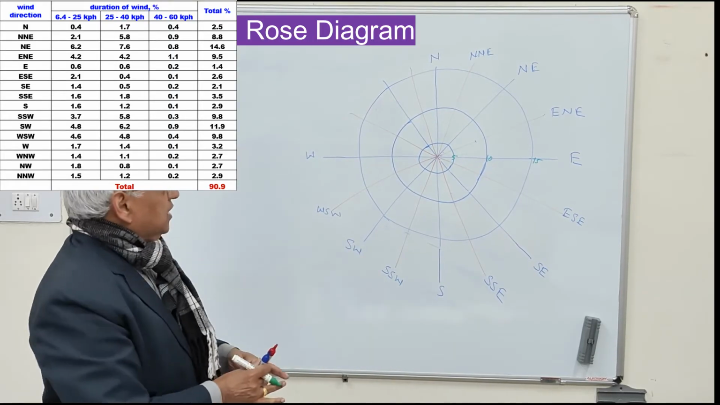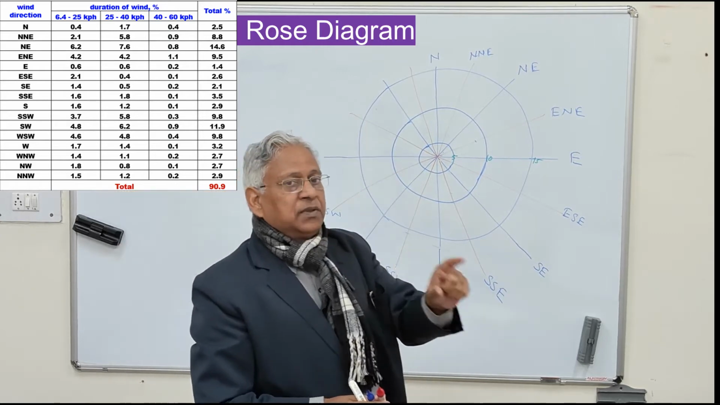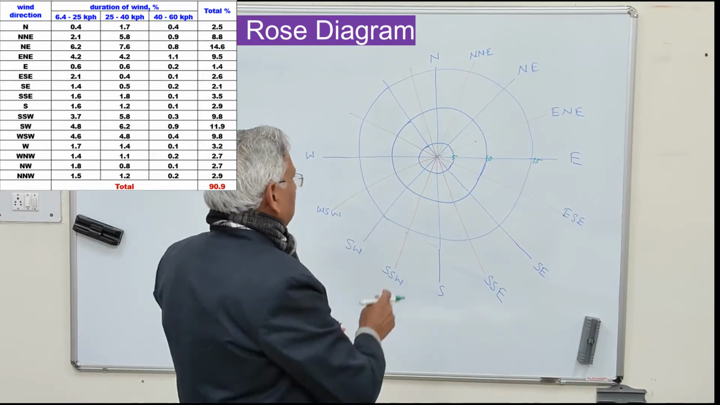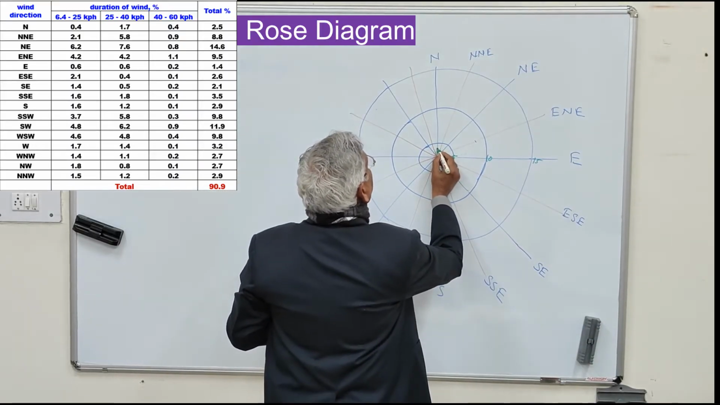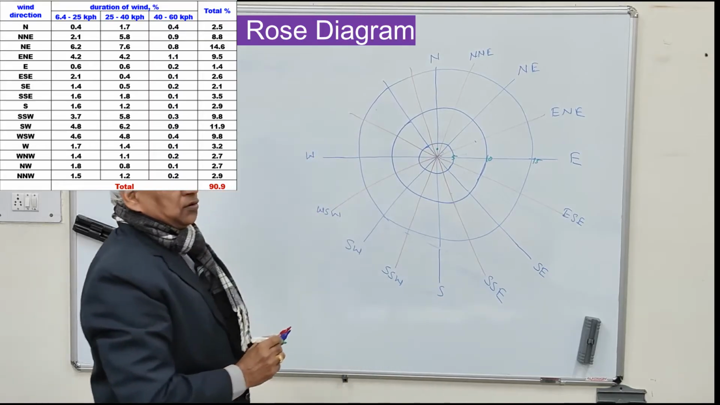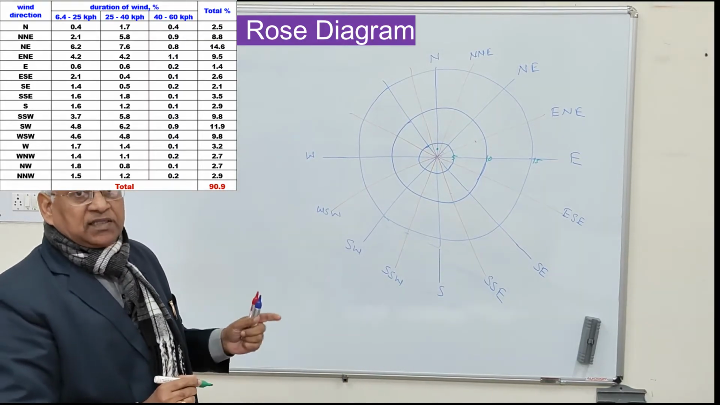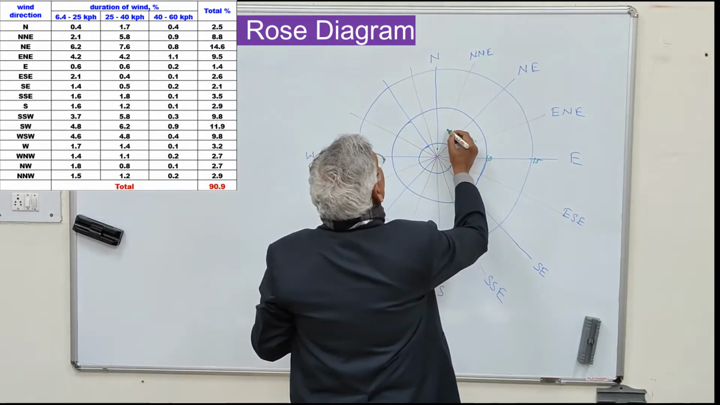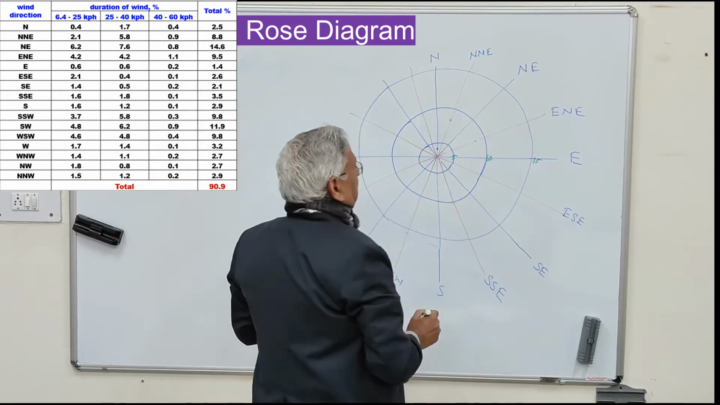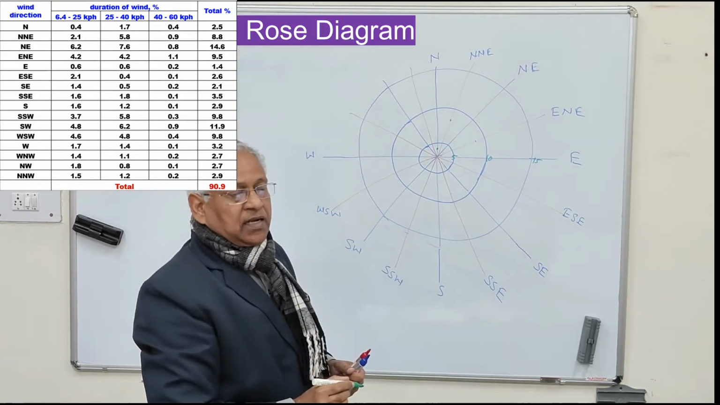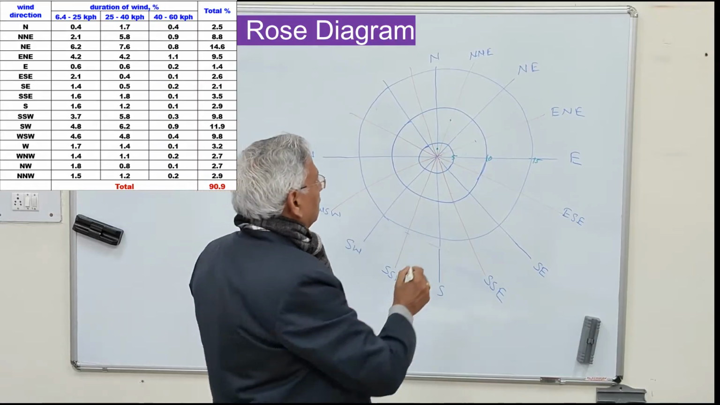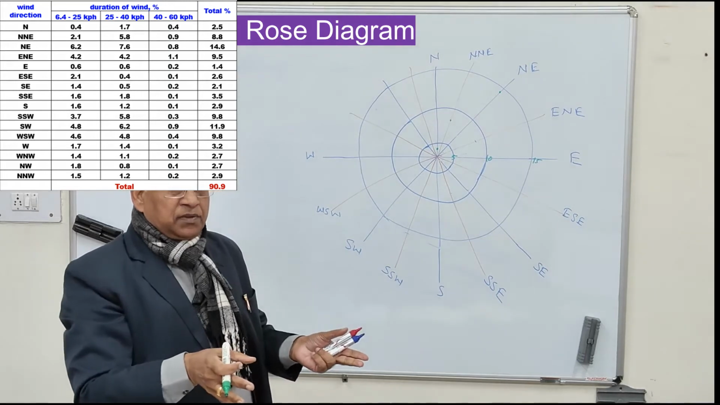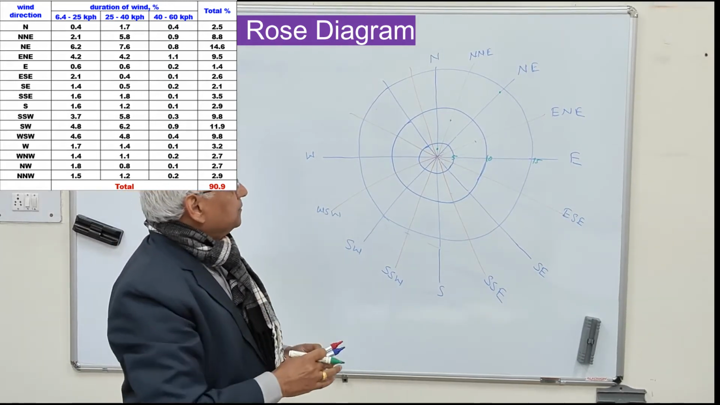For example, 2.5% of the time in a year the wind is blowing from the north direction. So you plot 2.5 here on the direction of the north. 8.8% of the time in a year it is from north northeast. So 8.8 will be here. That is another point. Next is 14.6% from northeast, somewhere here, 14.6. You will draw it on a graph paper to scale.